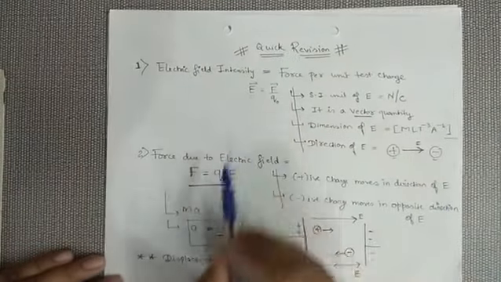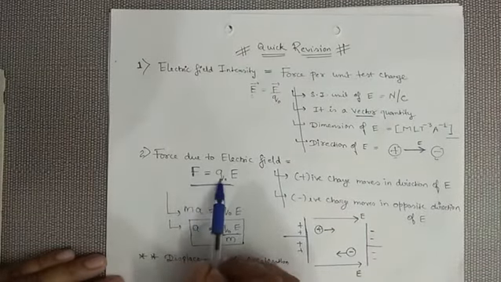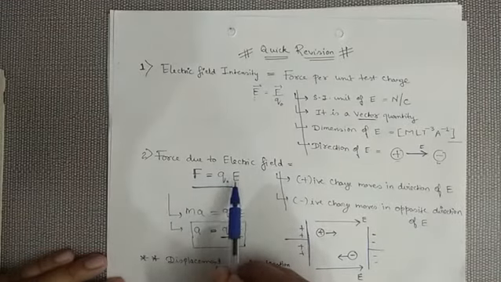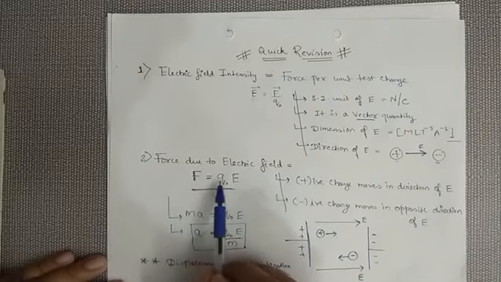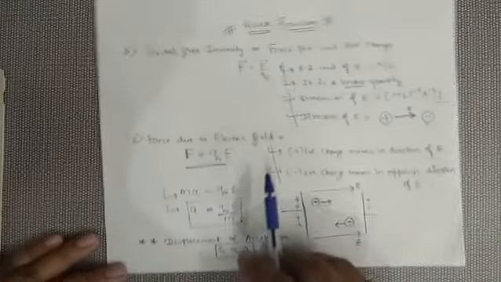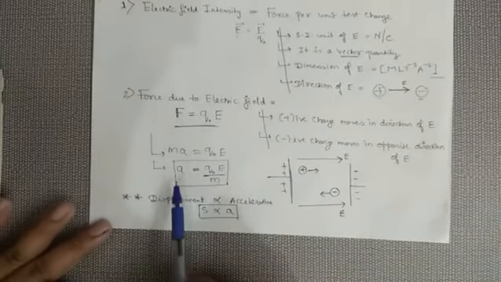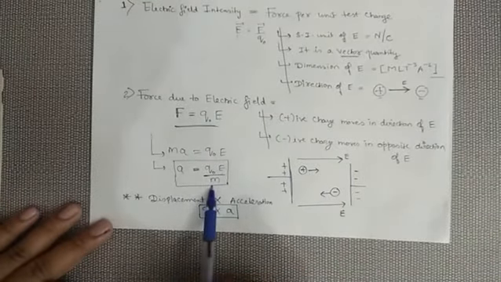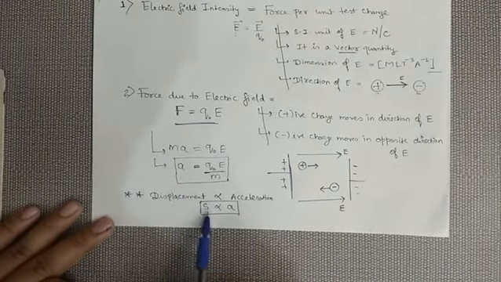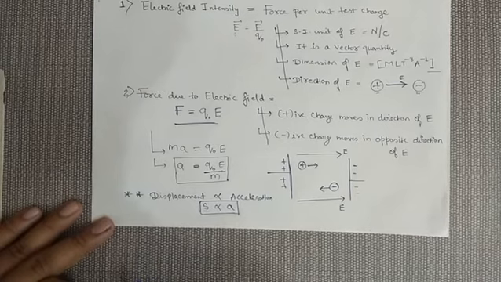From this formula, we concluded this: F equals Q times E, the force on a charge in an electric field, which means whenever we place any charge inside the field, it will experience the force F equals QE. Because of this force, the charged particle will start accelerating. From Newton's law, we can write ma equals QE, so the acceleration equals QE by m. And from the equation of motion, we came to know that displacement is proportional to acceleration. The higher the acceleration, the more will be the displacement of the particle.